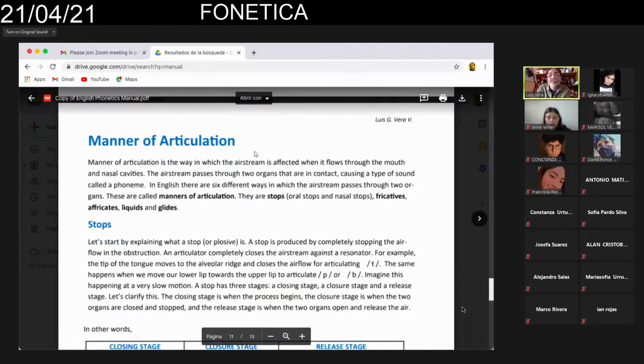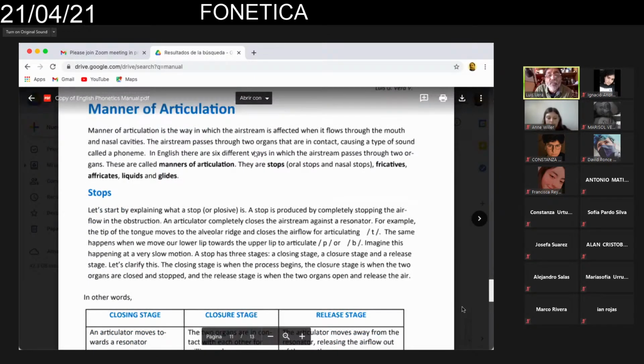Manner of articulation. Manner of articulation is the way in which the airstream is affected when it flows through the mouth and nasal cavities. The airstream passes through two organs that are in contact, causing a type of sound called a phoneme. Again, a phoneme. That is a phoneme. In English, there are 6 different ways in which the airstream passes through two organs. These are called manners of articulation, and they are stops, oral stops, and nasal stops.